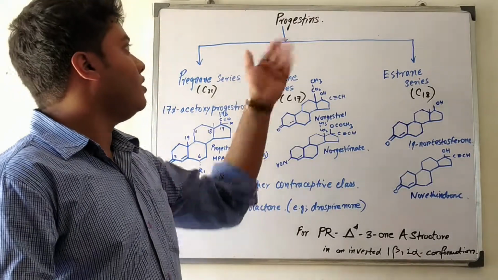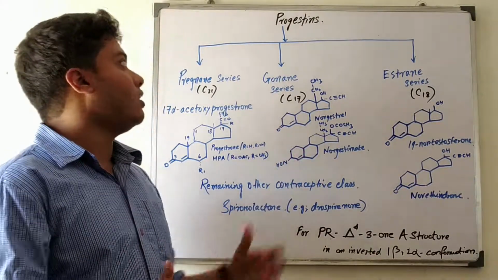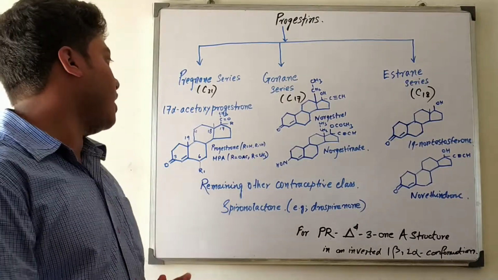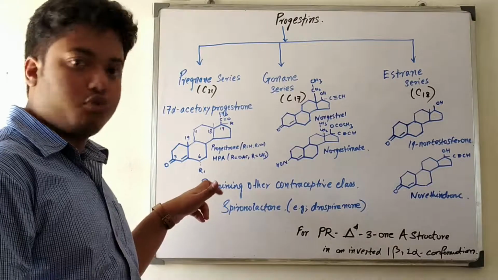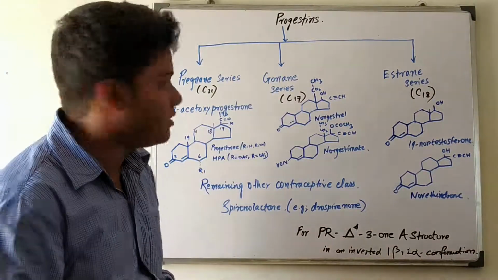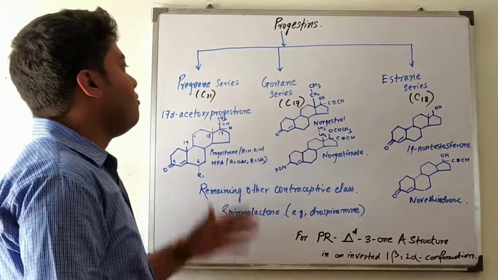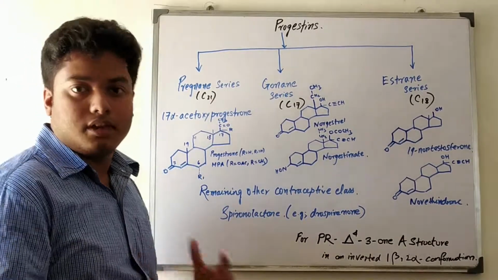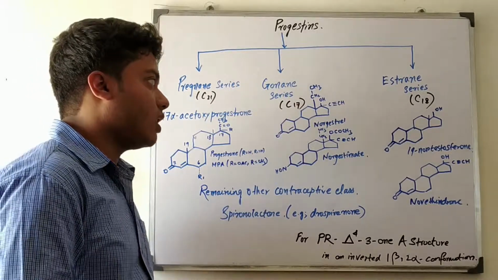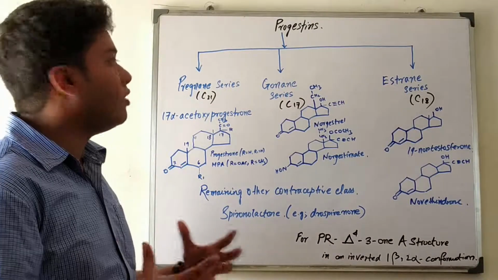The progestins are also a type of steroidal compounds. Steroidal compounds, as you know, have the cyclopentanoperhydrophenanthrene system. Here it is. We have different classes of progestins. One is the pregnane series, which consists of 21 carbon atoms. We have the gonane series, which has 17 carbon atoms, and the estrane series, which has 18 carbon atoms. Different compounds fall into the category of the pregnane series, gonane series, and estrane series.